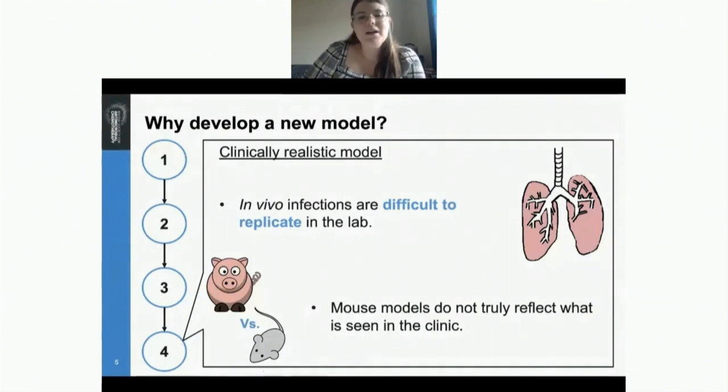We are developing an ex vivo pig lung model, as pig lungs are thought to be much closer to the human lung environment, but it also uses pig lungs as a waste product from the meat industry, which means that we also aim to reduce the need for live animal models in this research environment.